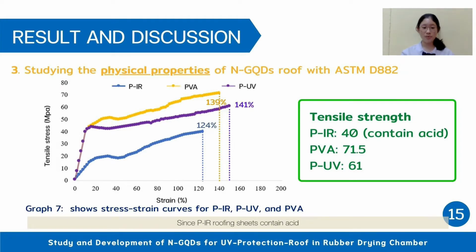Since PIR roofing sheets contain acids, in 2000, it was reported that acetic acid content affects the structure of the PVA sheet, resulting in a decrease in the thickness of the PVA sheet and an increase in porosity due to the hydrogen ion concentration. Similarly, PUV still showed a stress strain curve comparable to PVA, but slightly lower because of the mixture of the particle.